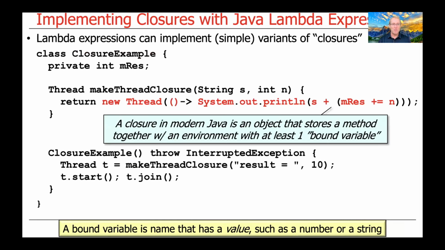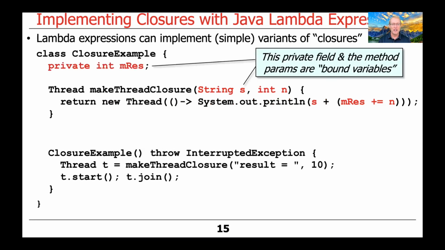So the first thing I'm going to focus on here is the closure portion. A closure in modern Java using Lambda expressions is an object that stores a method together with an environment that has at least one bound variable. And a bound variable is just a name that's associated with a value, such as a number or a string. So you can see here, we're focusing on the part that's in red, and that's the new Thread, which is creating a thread, and then the Lambda expression that's passed into it. It's going to print out some information based on parameters and a local private variable, which we'll talk about in just a second.